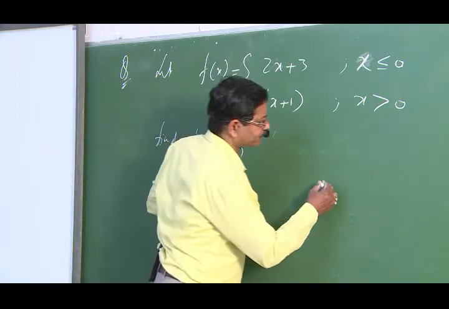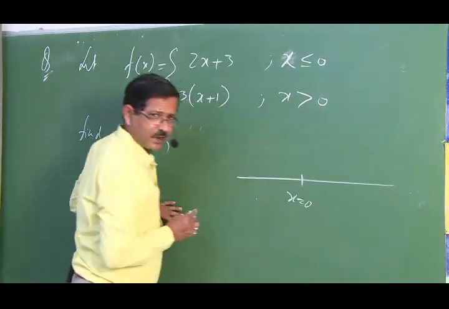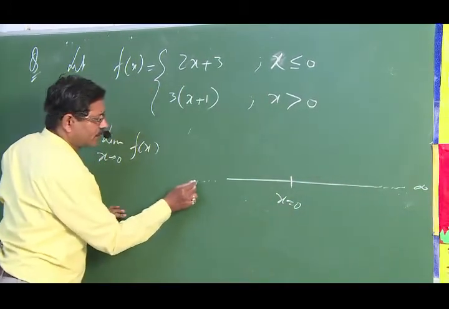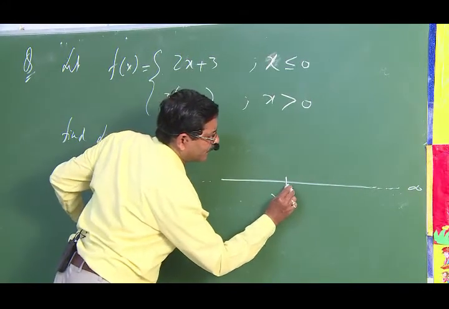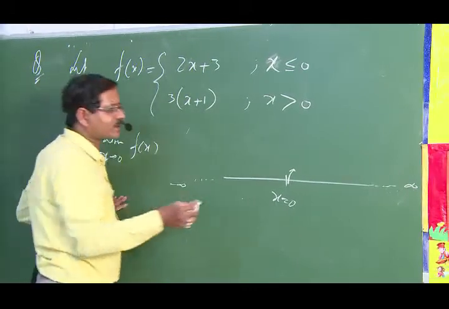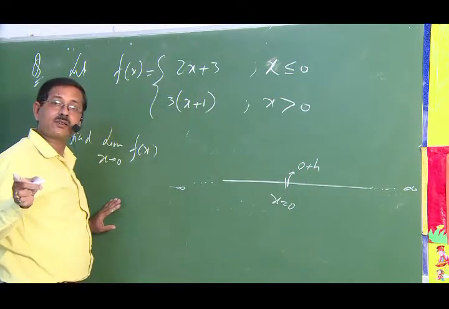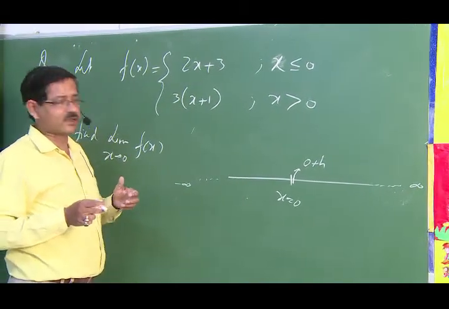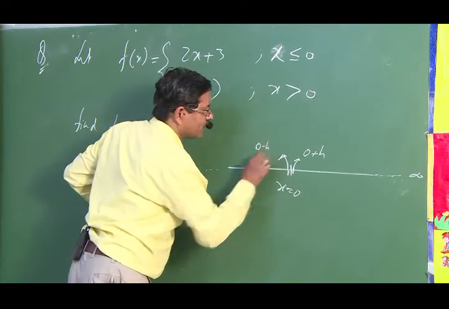Now look here. This is the point x equal to 0. Now this is a number line, plus infinity here, and this is minus infinity. At the point x equal to 0, a number which is just greater than 0 is 0 plus h, where h tends to 0. h is the smallest positive number that exists. Now on the left of this is 0 minus h.